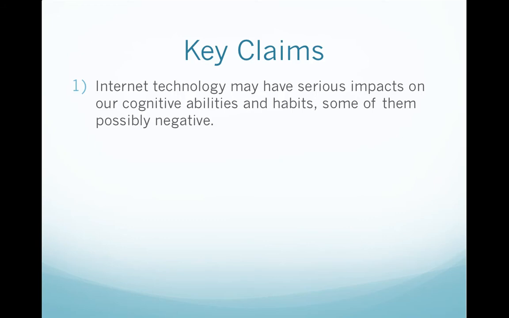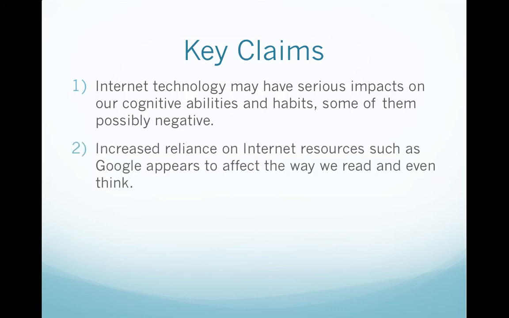after chunking here, we can maybe pull out some key claims from Carr. Here are just some of my paraphrases of his key claims. You may have understood his key claims differently, and there are multiple valid ways to interpret a piece, but at least here's what I took away from it. So he's saying that internet technology may have serious impacts on our cognitive abilities and habits, some of them possibly negative. Notice I've used the words may and possibly there to indicate that Carr is not saying that he has knocked down, drag out hard evidence for this. The science is still out on this subject, but he's warning that, hey, these are possibilities out there.